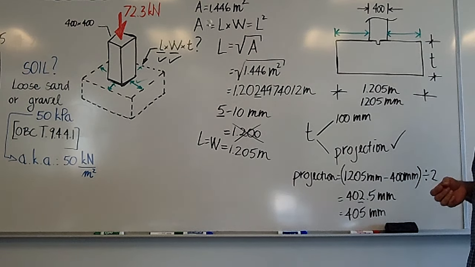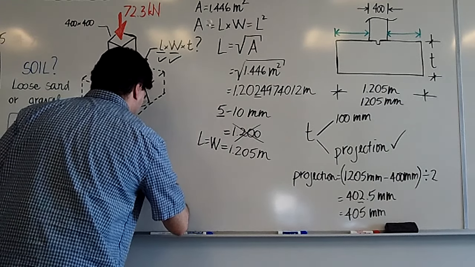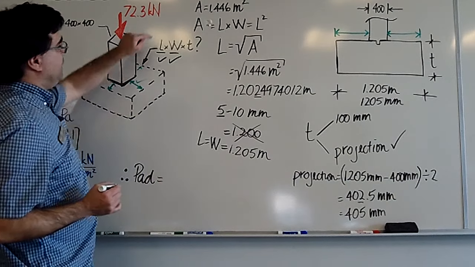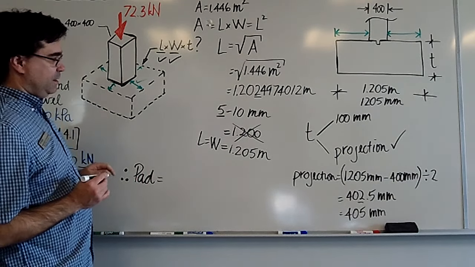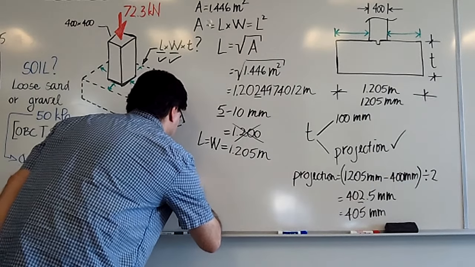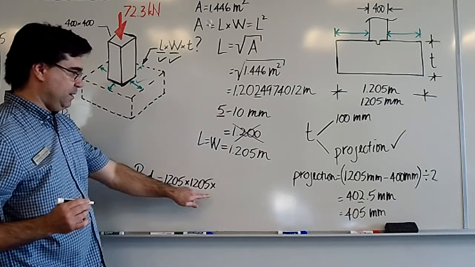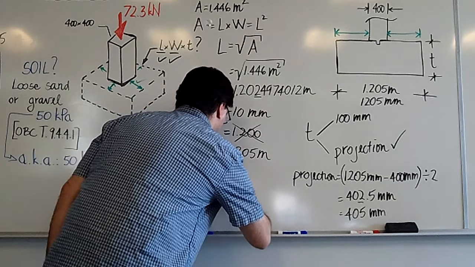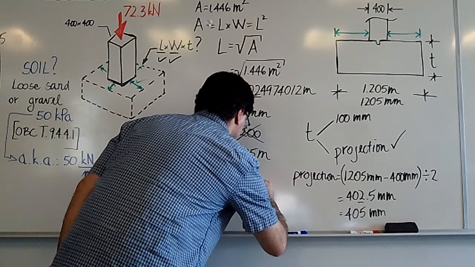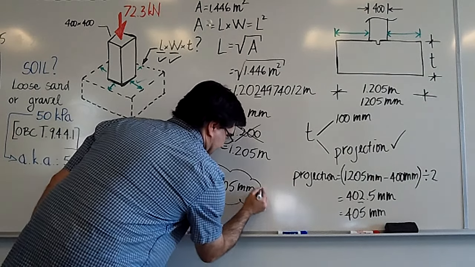We can summarize our final answer. I'll do it right here. Therefore, the dimensions of the concrete pad are length times width times thickness. So the length, I'll do it in millimeters: 1205 by 1205 by, the thickness is 405 millimeters. And then I'm going to make this answer obvious and unmistakable.